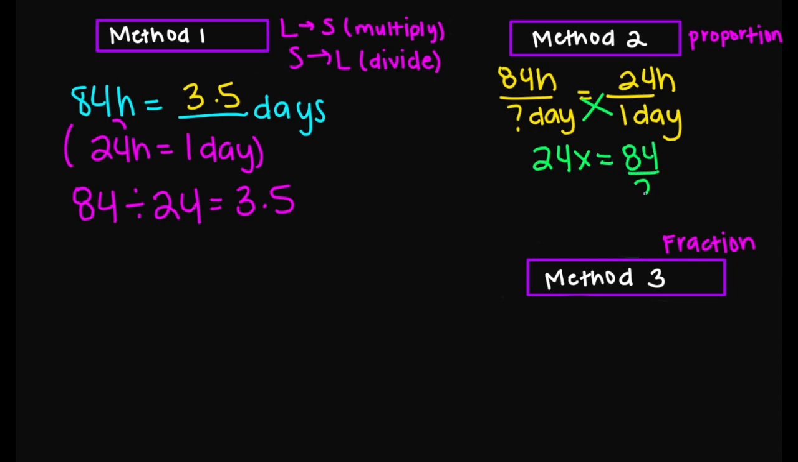Now we're going to divide both sides by 24 to solve for x, and you're going to get x is going to equal 3.5 days as well.